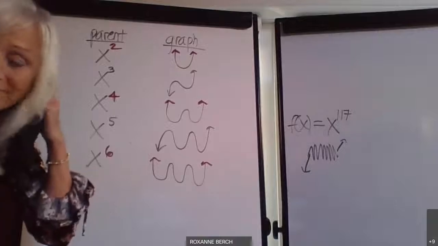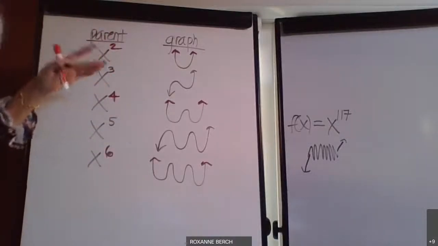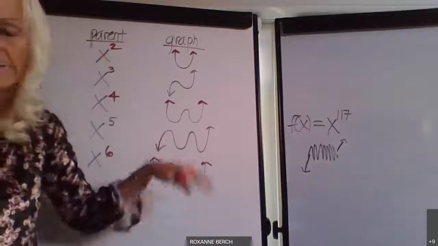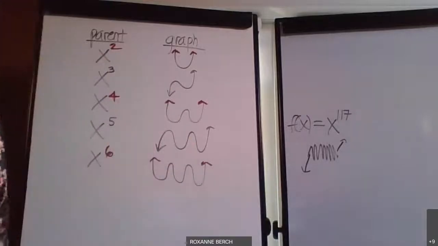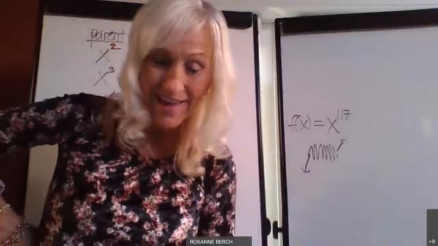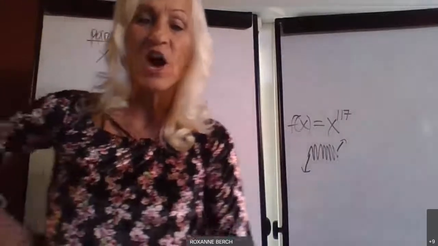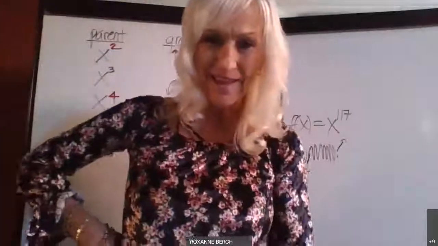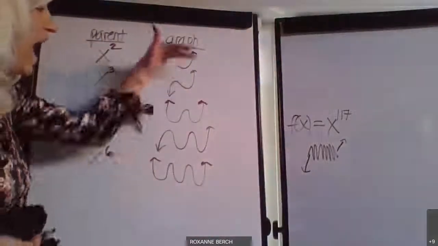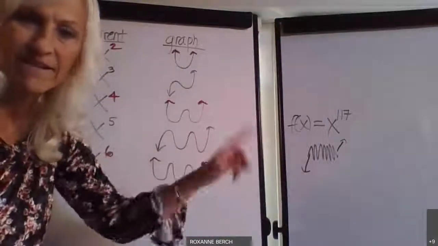What else do you notice? Do you notice anything about the graph as that power increases? There's more like waves to it. Yes, and last period they called them squiggles. And Paige just called them waves, and they're actually called turning points. So the higher the degree, the more turning points there are.